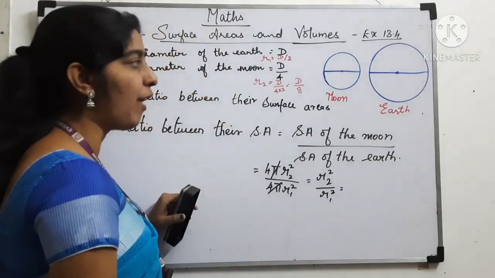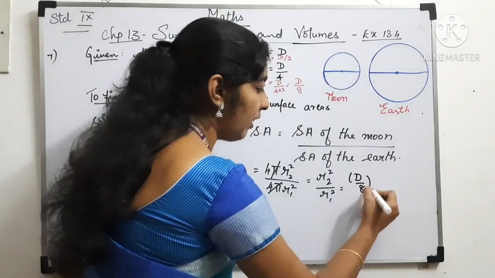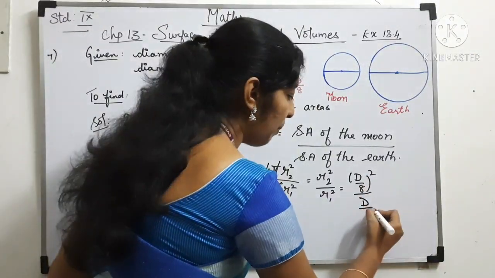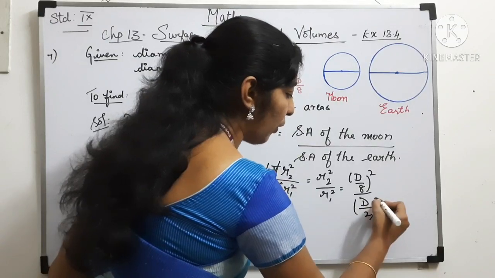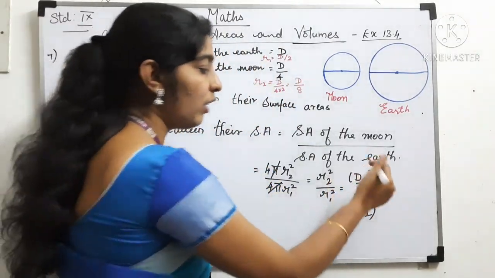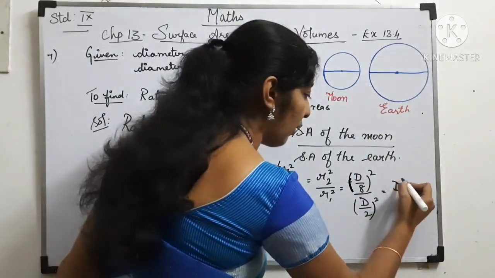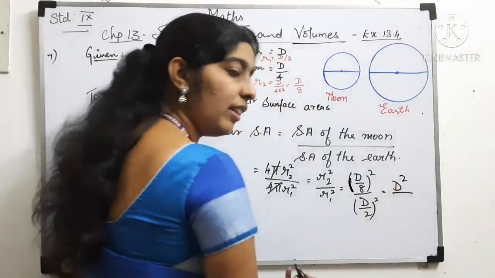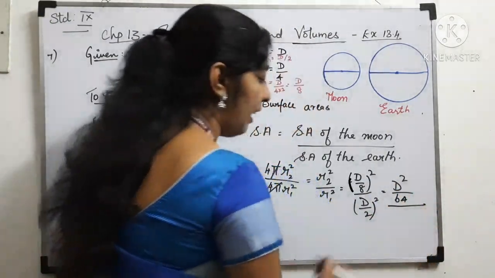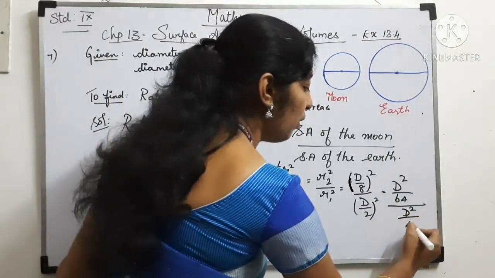What is the value of R2? D by 8. So D by 8 the whole square by R1, which is D by 2, D by 2 the whole square. Now the square is for D as well as 8. So D square is D into D, D into D is D square, by 8 square is 8 into 8, 64, divided by again D into D, D square by 2 into 2, 4.